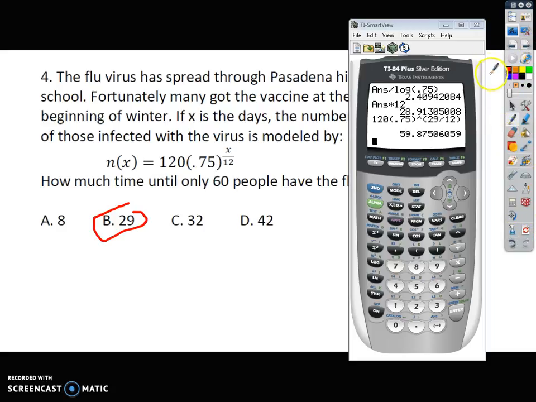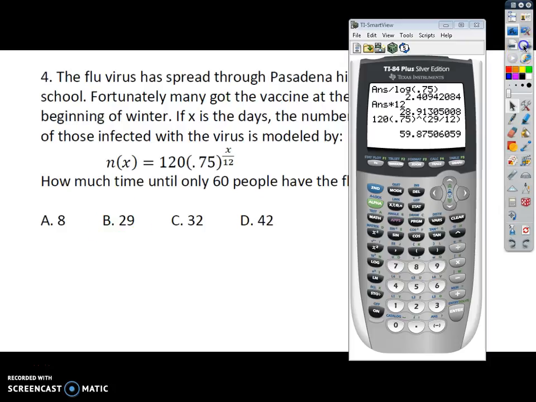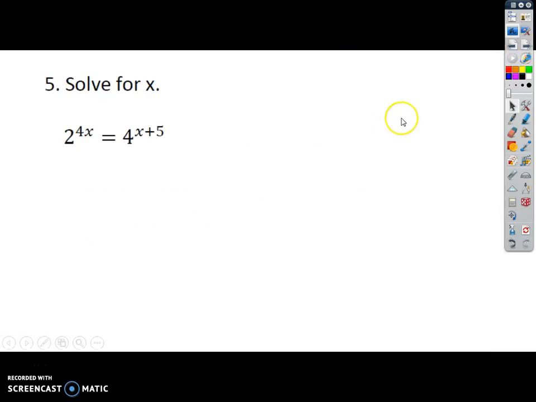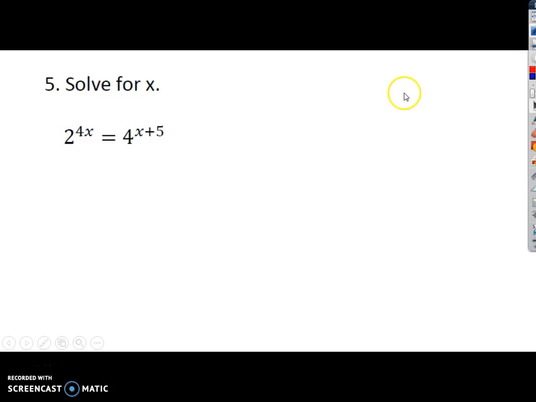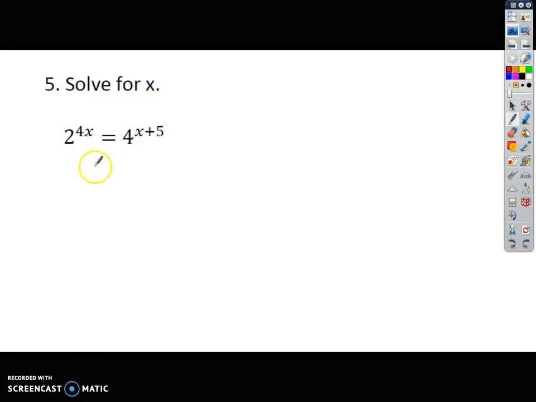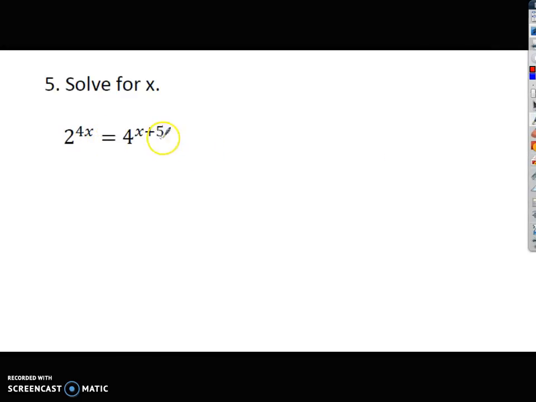Let's see if we can finish this here. Number 5, right here we have an exponential equation, solving with exponentials. So right here I have 2 to the 4x is equal to 4 to the x plus 5. We're going to use a property that says if we have something like 2 to the x is equal to 2 to the third, we know that since everything else matches, x has to equal 3, because the bases are equal. These bases are not equal, so we're going to see if we can make them equal.